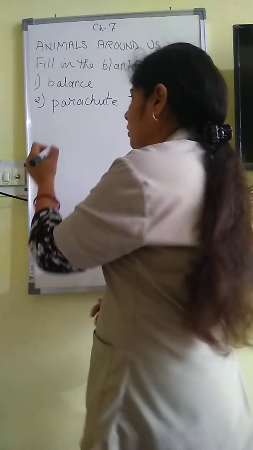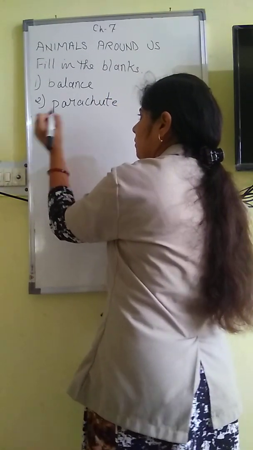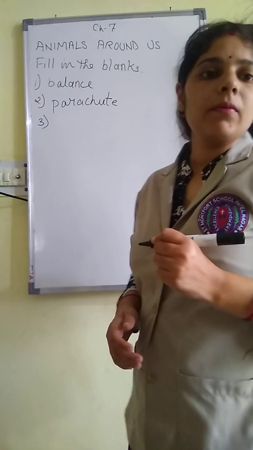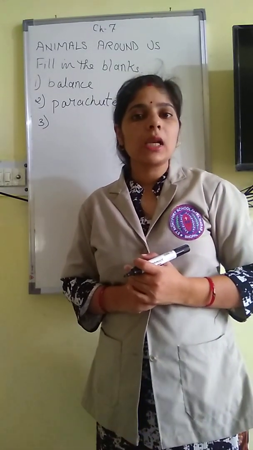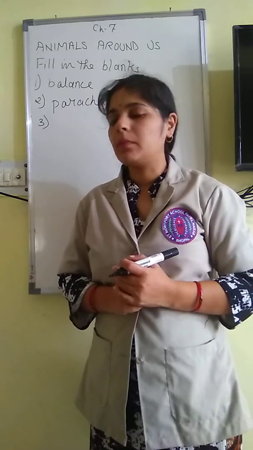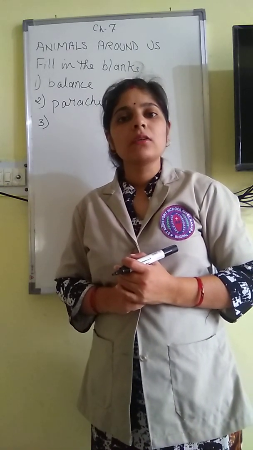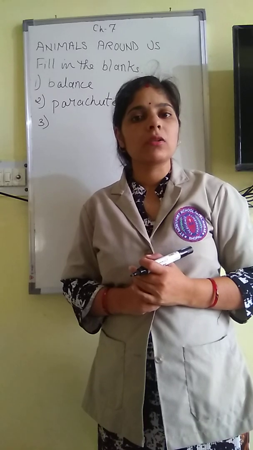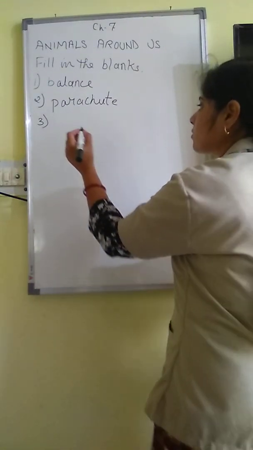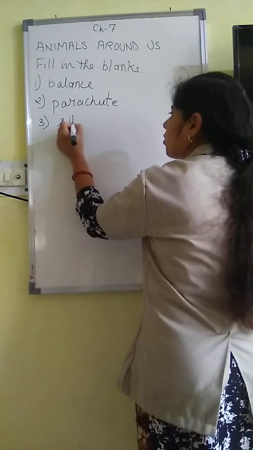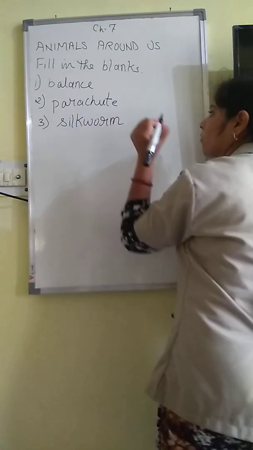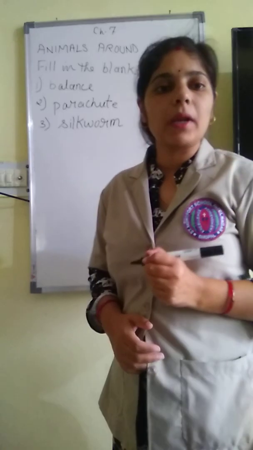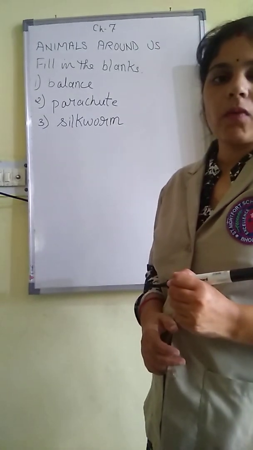Now we are coming to the third fill up. In our third fill up, it is given about silk. Silk is obtained. We have read about different uses of animals, so we have read about silk also. From where is silk obtained? Your silk is obtained from silkworm. So silk is obtained from silkworm.